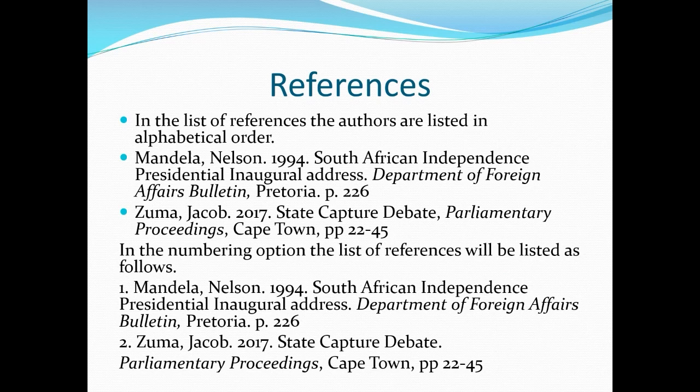Now, because it is a section of a collected volume, you put the pages where this particular article appears. So you put pp, pages 22 to 45 in this case. The same applies also to journals, where the article you are referencing is one of a collection of articles in a particular volume of a journal. In that case, you put the volume, the number, and then the pages where it appears, pp, so-so page to so-so page. In the numbering option, the list of references will be listed as follows: 1, Mandela, 2, Zuma, and so on.